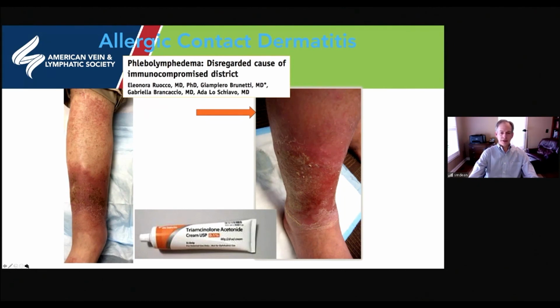And so a lot of times people say, well, you just need to get a prescription steroid cream, and that will take care of the problem. Well, the problem is it will happen with a lot of different steroid creams. So again, this is all occurring because of this Phlebolymphedema district. By the way, ointments are less sensitizing than creams and lotions. That's something to keep in mind when you do treat these patients.